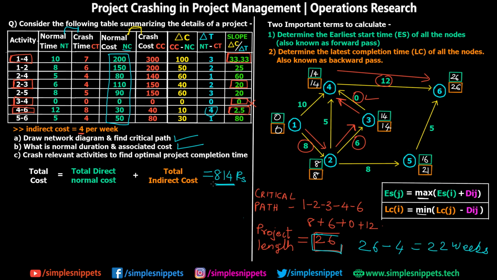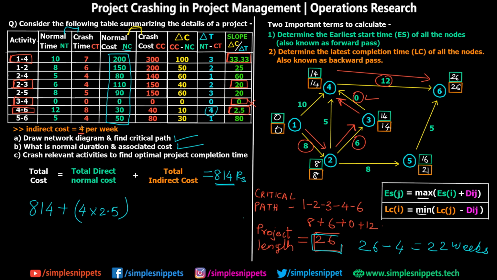Also, the total cost is going to be changing. So originally it was 814, but now we are crashing this activity 4 to 6 by 4 weeks. For 1 week it is increasing by 2.5 rupees. So for 4 weeks it is going to be increasing by 4 into 2.5. But since 4 weeks are reduced from the total project duration, we are also saving the indirect cost.